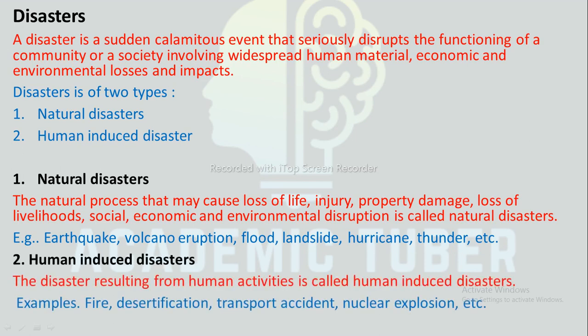Human-induced disasters. The sudden or unexpected destructive happening that occurs due to human activities is called human-induced or anthropogenic disasters. Some of the examples of anthropogenic, that is human-induced, disasters are chemical hazards, road traffic accident, chemical explosion, accident during construction work, desertification, explosion of nuclear power plant, etc.